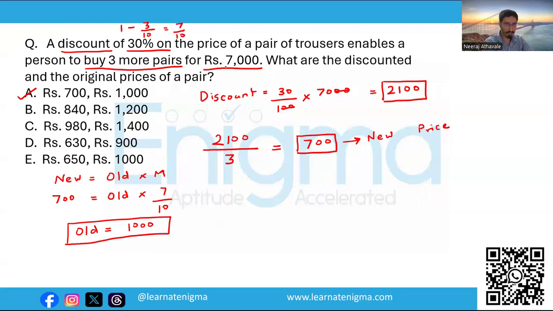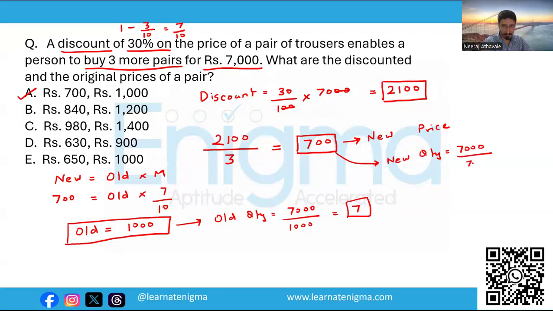Now, previously also, the person was spending 7,000. So, the old quantity, this is the old price, the old quantity will be 7,000 upon 1000, that is 7. And from here, you can get the new quantity, 7,000 upon the new price, that is 700. So we get the answer as 10. This is the new quantity. You can see that there is an increase of 3 as per the data given. So therefore, all our answers are correct.